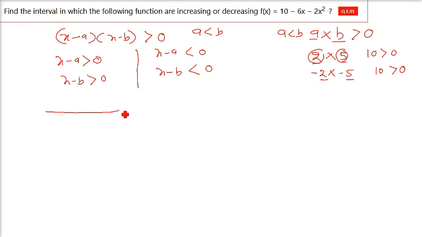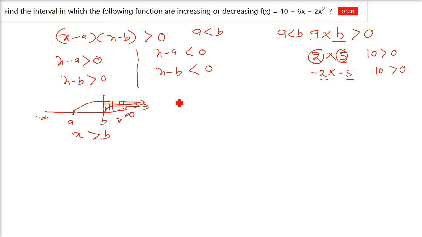Now understand it using the number line. So this is a, this is b. I am saying a is less than b. From left to right it is negative infinity to infinity. Now x minus a greater than 0 means what? Any value which is above a, all these values. x minus b greater than 0 means all the values above b. So what is the common point or common values? The common values are above b. Okay, so this final relationship is that x should be greater than b.